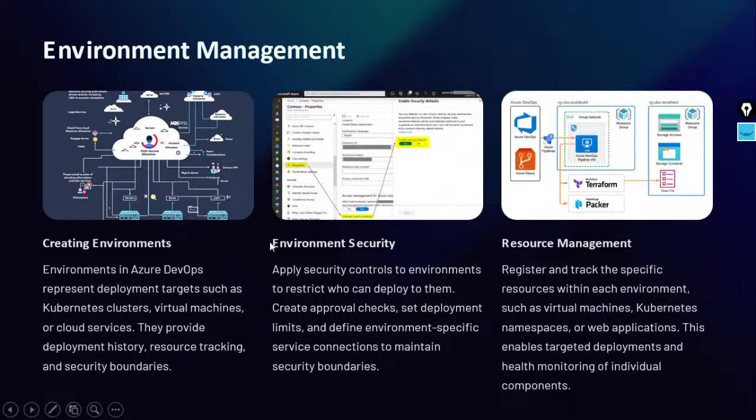Already, the environment security is inbuilt within the pipelines. And then you also have the resource management utility within the pipeline. So register and track the specific resources within each environment that you want to track. So you want to have the Kubernetes namespaces or web applications. We will learn Kubernetes, and then we will understand what a Kubernetes namespace is.